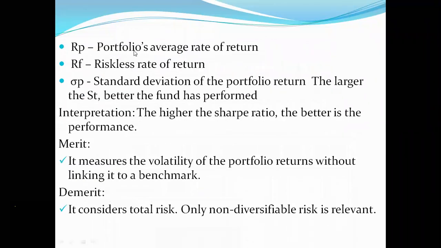RP is the portfolio's average rate of return. RF is the riskless rate of return. Standard deviation of P is the standard deviation of the portfolio return. So the larger the ratio you get from Sharpe's performance index, the better the fund has performed. How are we going to interpret this Sharpe's performance index? Higher the Sharpe ratio, the better the performance.